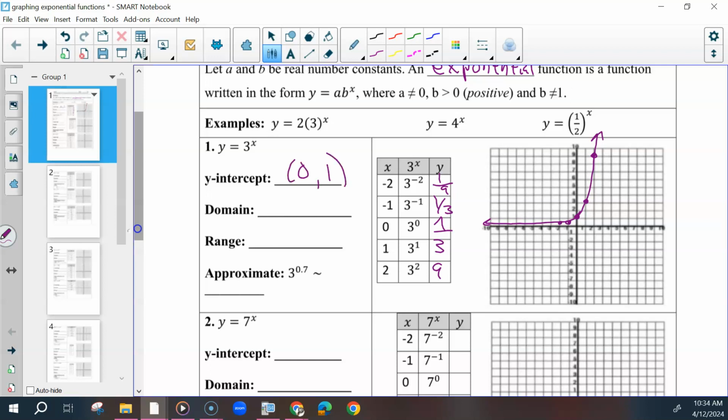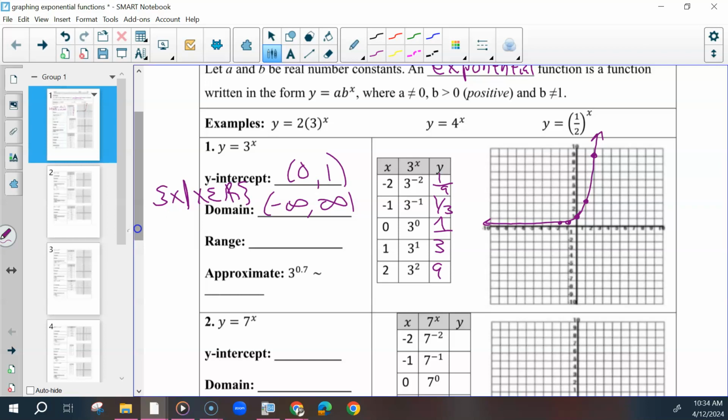We talked about domain Monday. That's your x values, looking at it left to right. So where would this start? If this keeps going to the left, negative infinity. Where would it stop? Positive infinity. So just like our quadratics, our domain is going to be negative infinity to positive infinity, or x such that x is an element of all real numbers, just so you see that, get in the habit of seeing that. It doesn't change.